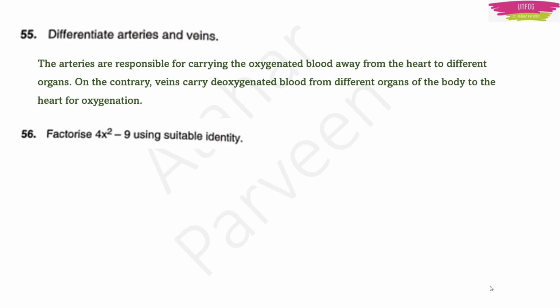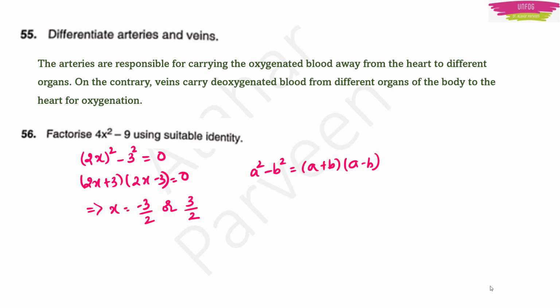Factorize 4x square minus 9 using suitable identity. So by seeing this question, this equation only, you can say that it is in the form (2x) whole square minus 3 square is equal to 0. You can write it like that. So which is that simple identity which looks like this, that is a square minus b square, right? That will be equal to (a plus b) into (a minus b). So you put it in that form.